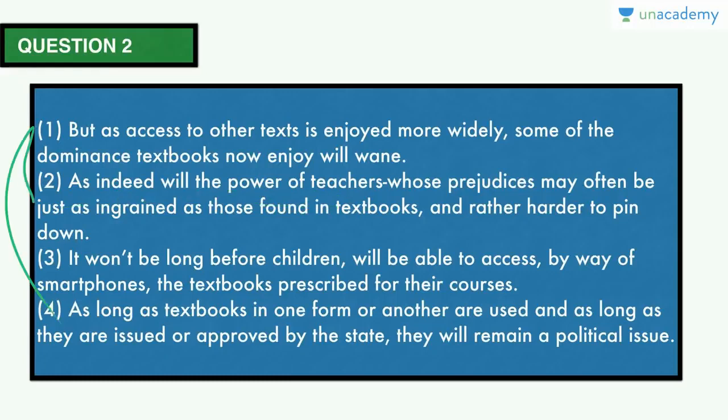You can see why this is an opening sentence: as long as textbooks are approved by the state, they will remain a political issue. But now you're talking about a contrast, that their dominance will reduce. And also, what else will reduce? The power of teachers, whose prejudices may be harder to pin down. Sentence 3 is talking about something completely different. So 3 is the odd one out. Let's move on. This was a good question.